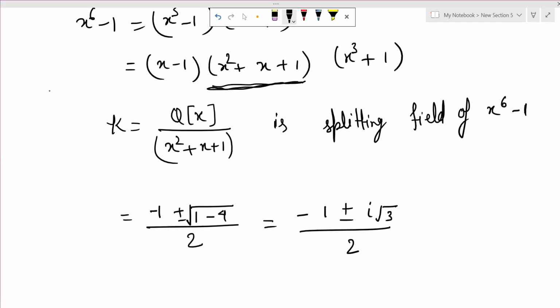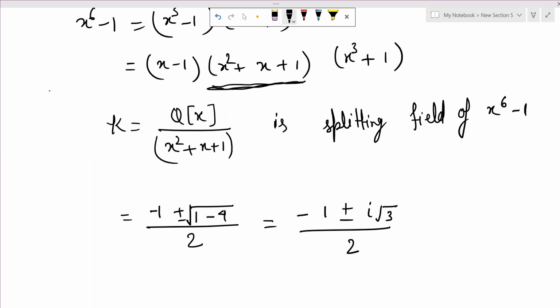And since Q is a field, Q[x] is a PID, and the ideal generated by an irreducible polynomial will be a maximal ideal. So the ideal generated by x square plus x plus 1 is a maximal ideal. So Q[x] quotiented by x square plus x plus 1 will be a field, basically. So K is a field. So you should claim that the roots of the polynomial x cube plus 1 are already there.